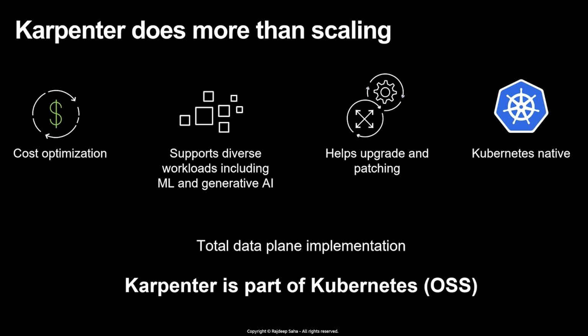Because of all these features, Karpenter does a total data plane implementation. Cluster Autoscaler just does scaling. So as you could see, Karpenter does more than scaling. And Karpenter is part of Kubernetes, the open source software ecosystem. All right, that's it for this one. Let's dive deeper into the Karpenter concepts.